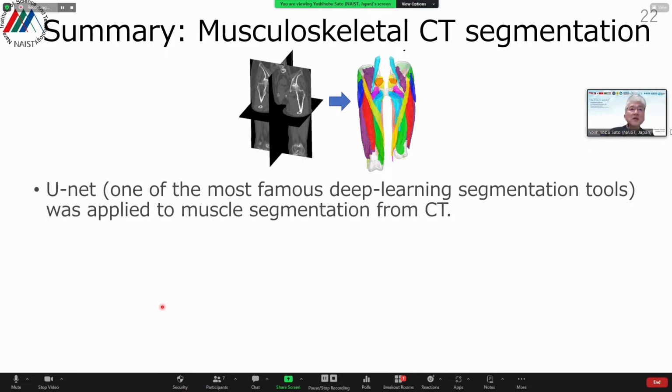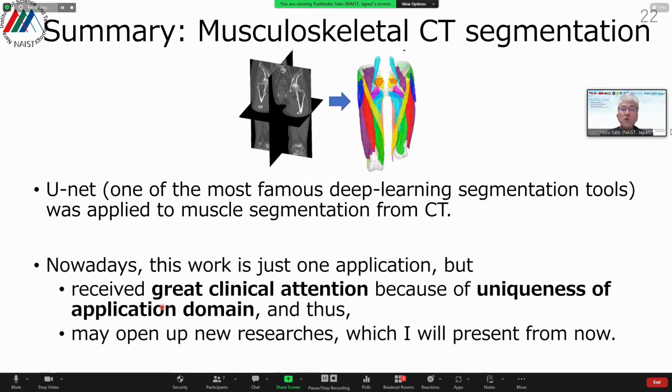In summary, UNet, one of the most famous deep learning segmentation tools, was applied to muscle segmentation from CT. Nowadays, this work is just one application, but it received great clinical attention because of the uniqueness of the application domain, and therefore may open up new research, which I will present from now.